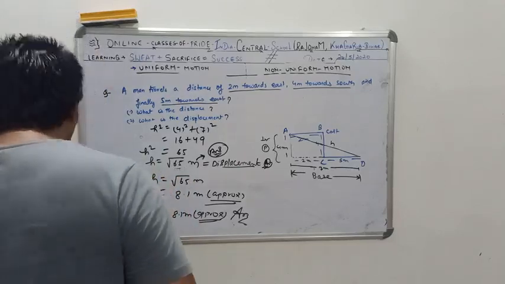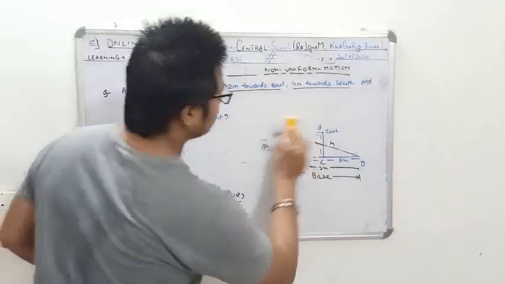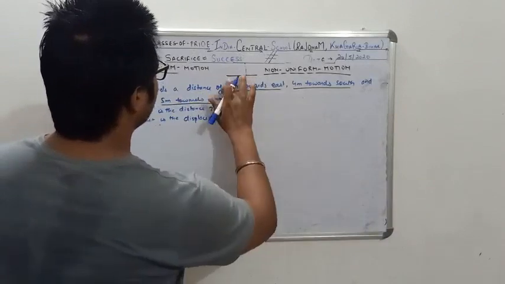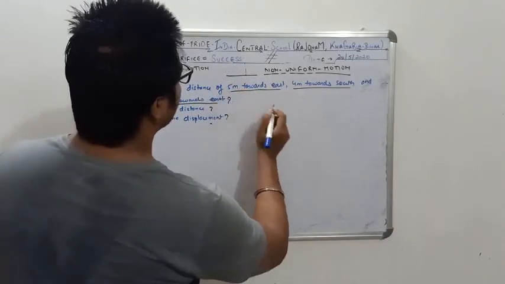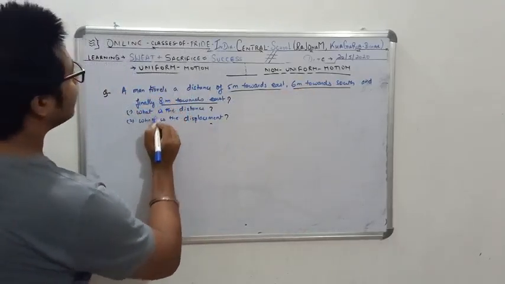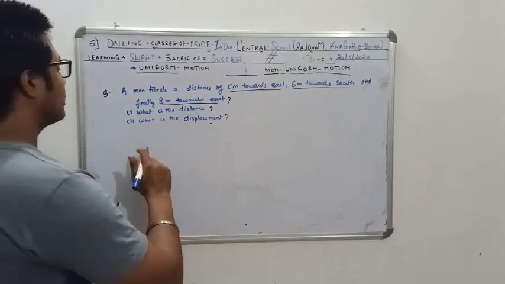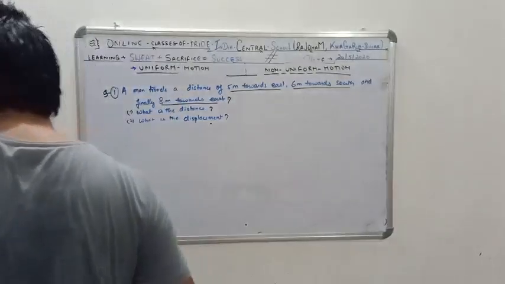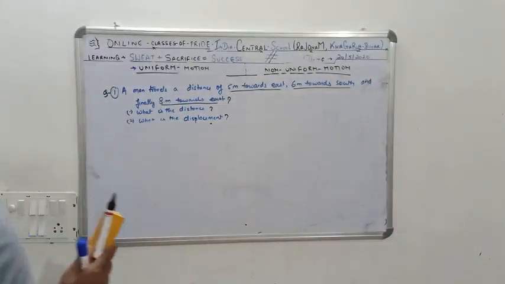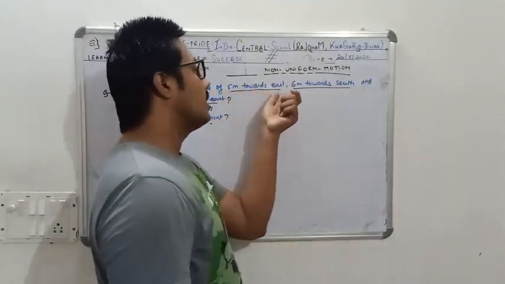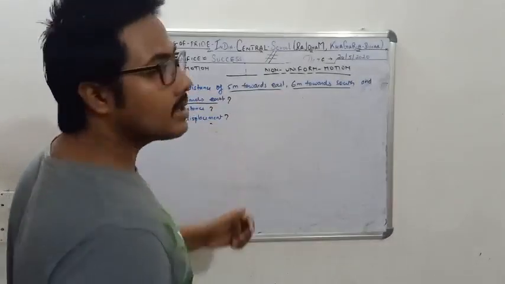So I will be giving you homework on this. A man has traveled a distance of 5 meters towards east, 6 meters towards south, and 8 meters towards east. You need to find what is the distance and what is the displacement. This is the first question that you need to solve: a man travels 5 meters towards east, 6 meters towards south, and finally 8 meters towards east. So what is the distance and what is the displacement?